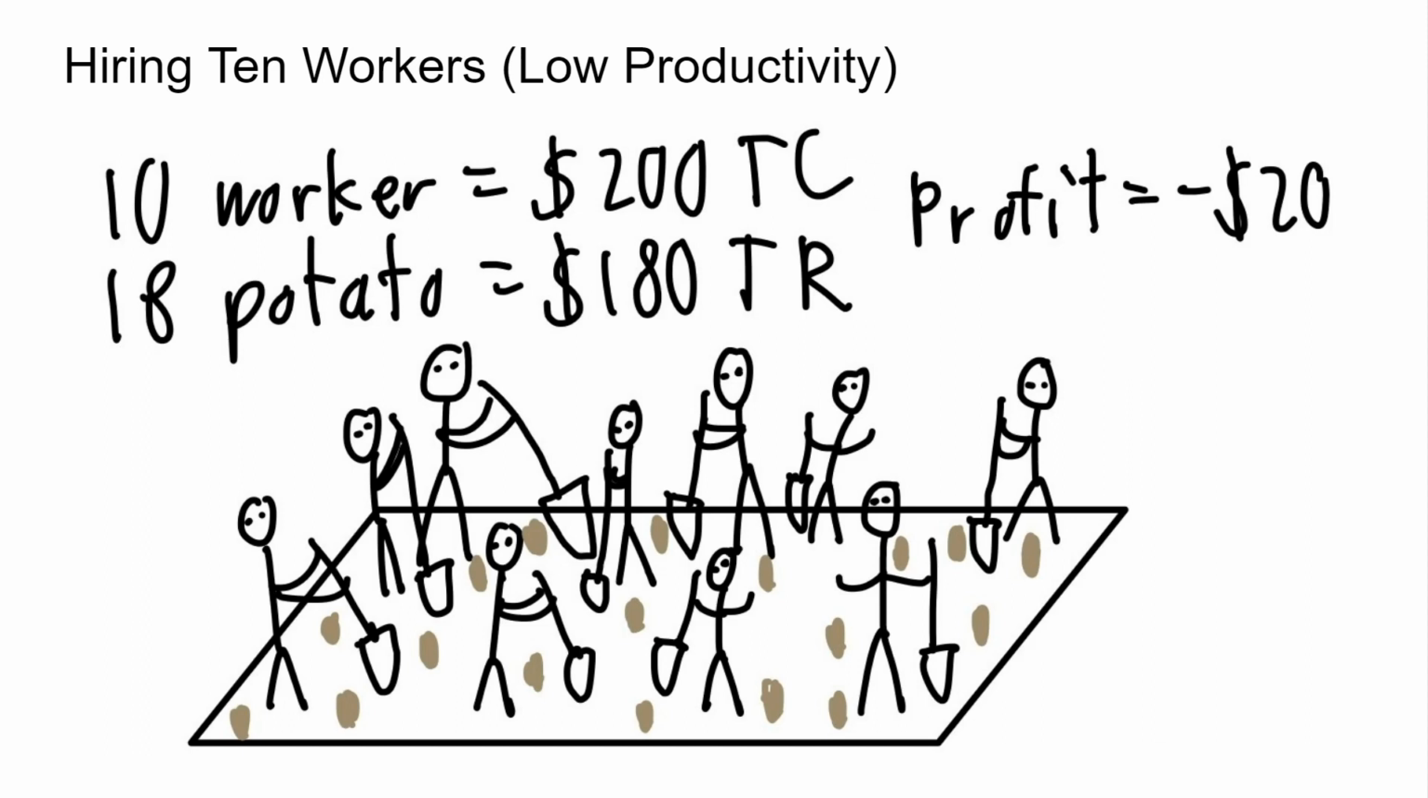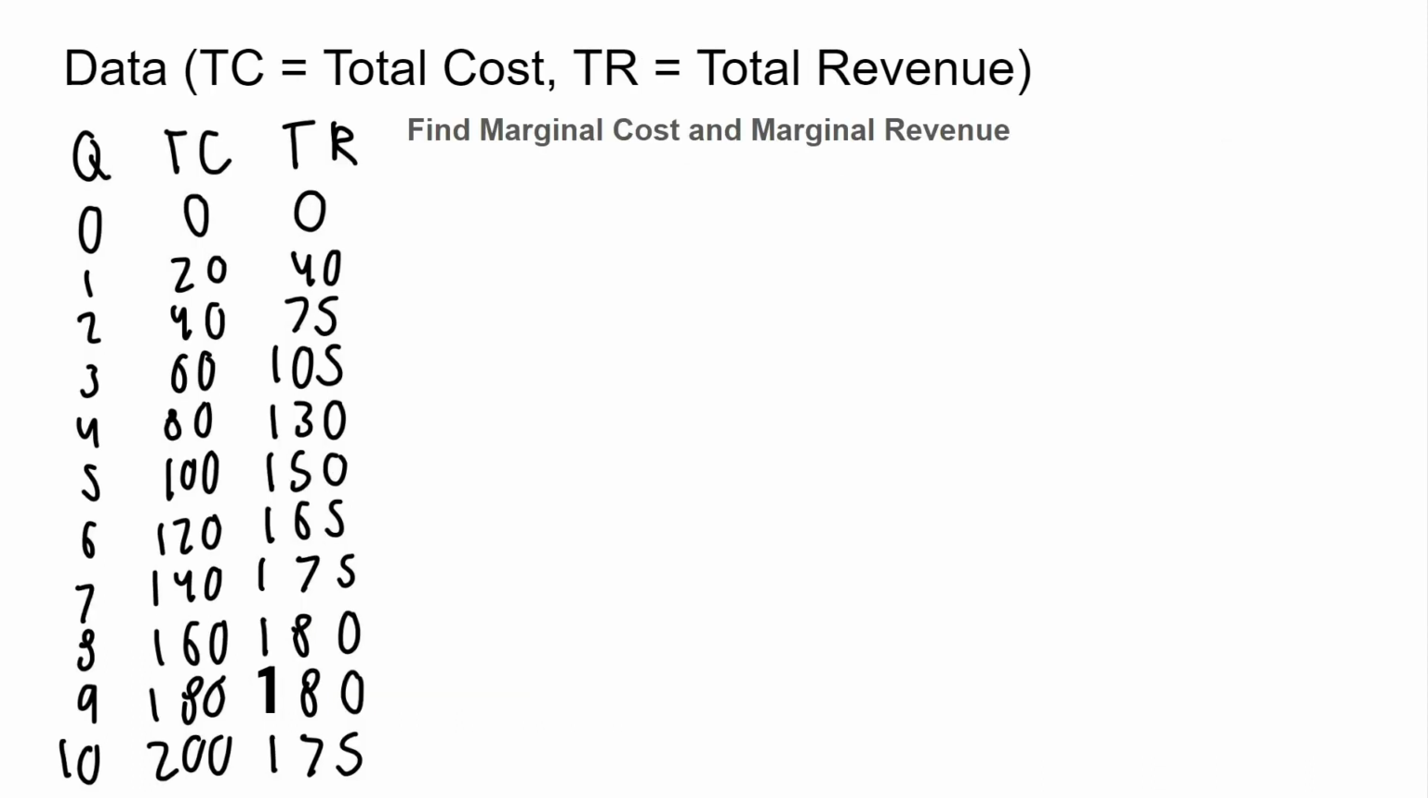How do businesses decide how many people to hire or how many products to sell? To figure this out, we need some data. The table shows the total costs and total potato revenue from hiring the different amounts of workers. From this data, we need to calculate the marginal cost and marginal revenue for each amount of workers. But first, what is marginal cost and marginal revenue?